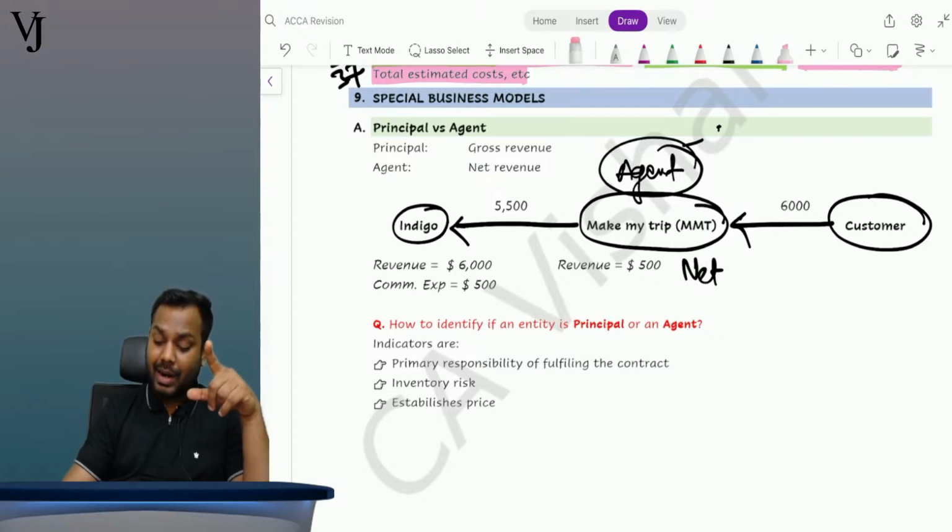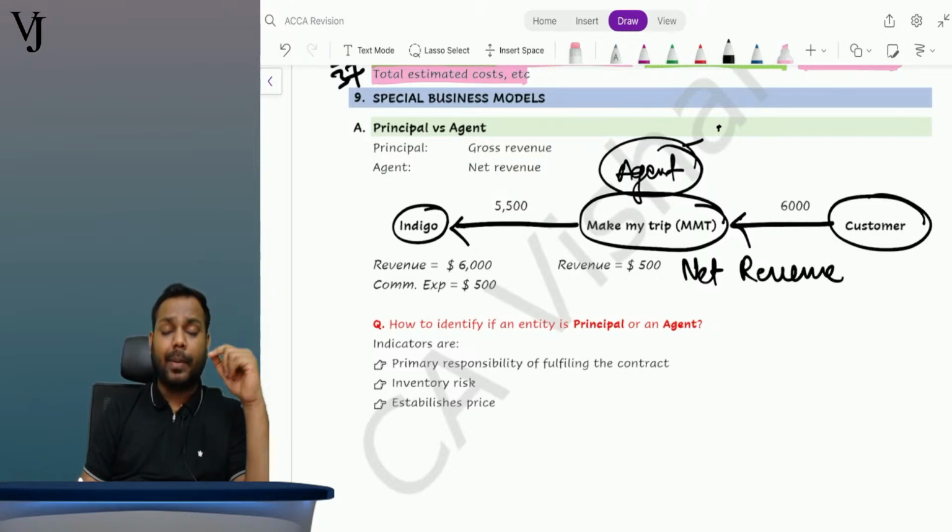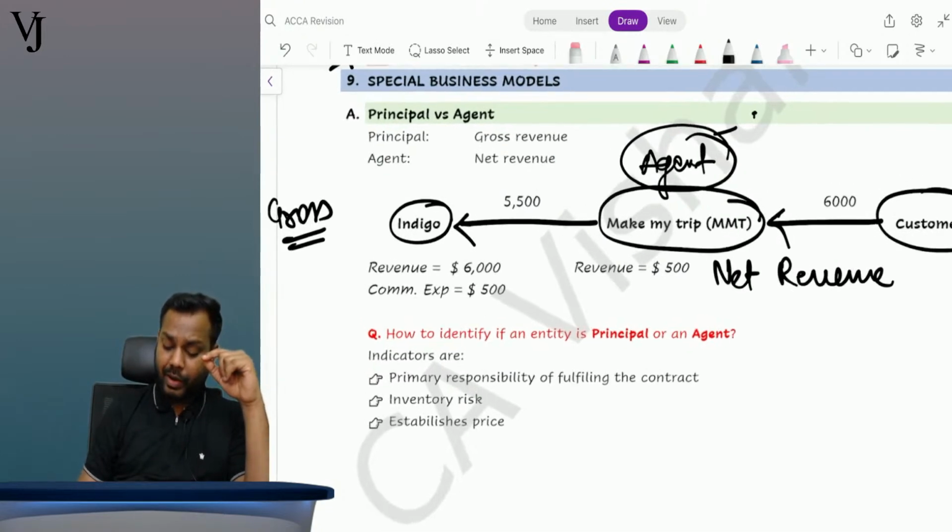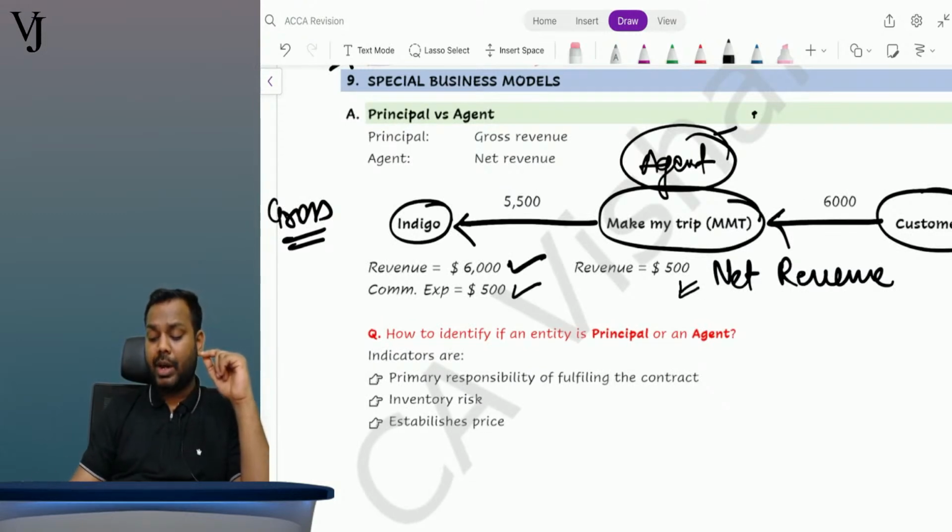He should recognize net revenue. And Indigo is the principal, and hence he should recognize gross revenue. So how will they recognize revenue? Indigo will recognize the revenue of 6,000 and record a commission expense of 500. Make My Trip will record a revenue of 500. So this is how they will recognize revenue. Principal recognizes gross revenue and agent recognizes net revenue.